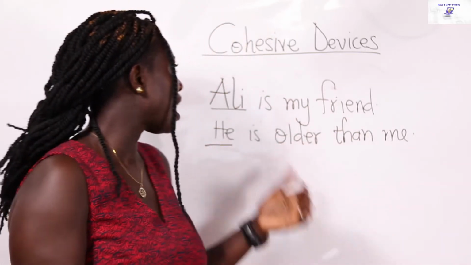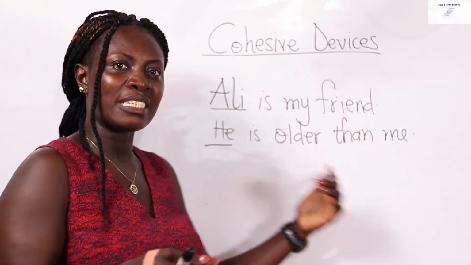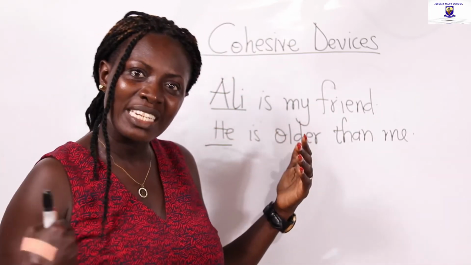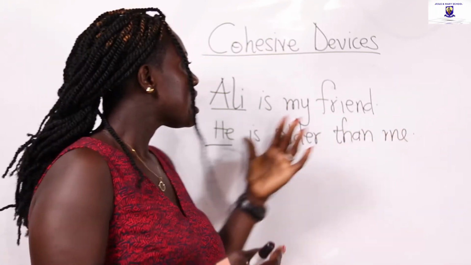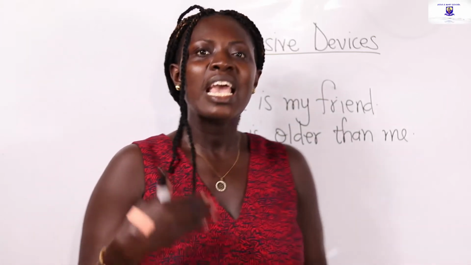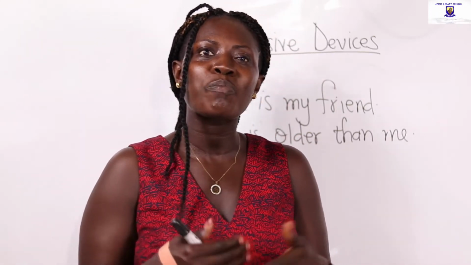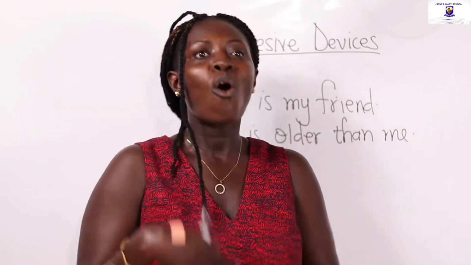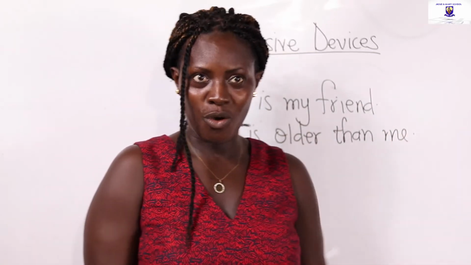So instead of me saying, Ali is my friend, Ali is older than me, Ali stays in my neighborhood, I would take off the second Ali by using a pronoun. So Ali is my friend. He is older than me. He lives in my neighborhood. That is very good. We also use pronouns to replace nouns that have been previously mentioned once or several times. That is the example that we just did on the board.